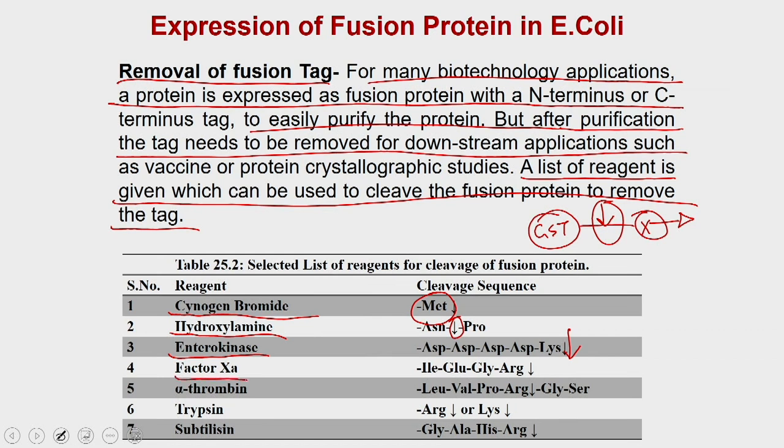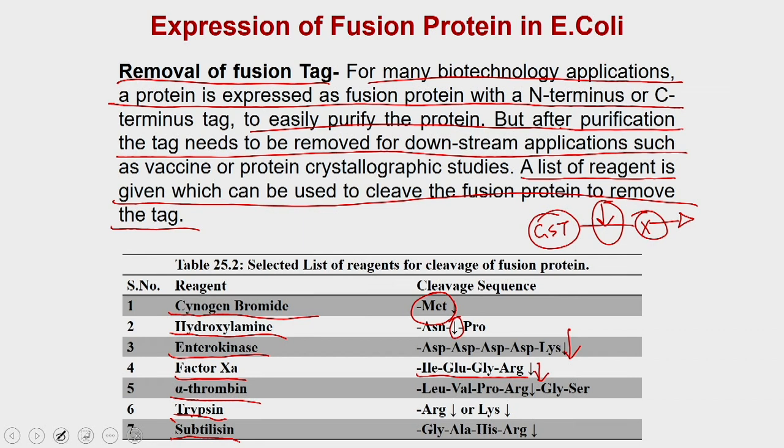Then you have the factor 10A. The factor 10A cleavage site is also present, and the factor 10A always cleaves after the arginine. Similarly, you have the alpha thrombin, and alpha thrombin cleaves the chimeric protein between the arginine and glycine. Then you have the trypsin, and trypsin cleaves the protein just after the arginine or the lysine. And then lastly you have the subtilin. Subtilin cleaves after the arginine.